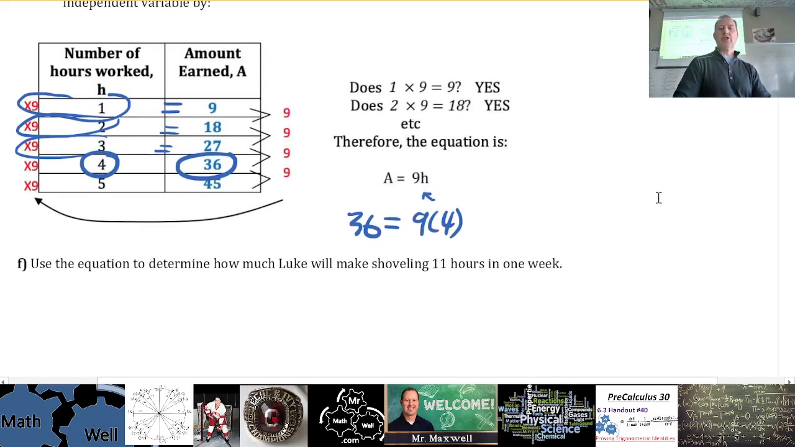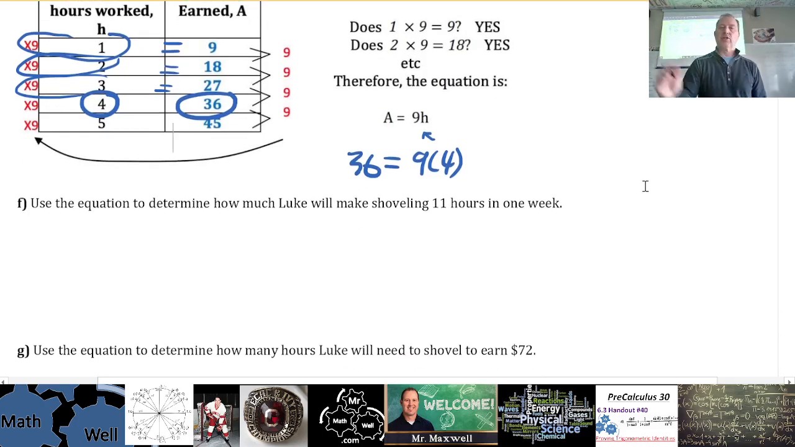Okay, use the equation to determine how much Luke will make shoveling 11 hours in 1 week. So 11 hours in 1 week. So 11 is h. h equals 11, right? And we're to use the equation to determine how much he will make. Well, that's A. So A, we don't know. And this is going to be very important for you as you move through math, like I'm doing here. Please write down what you're given in the question and what variable it represents. So h equals 11. Important to write that down.